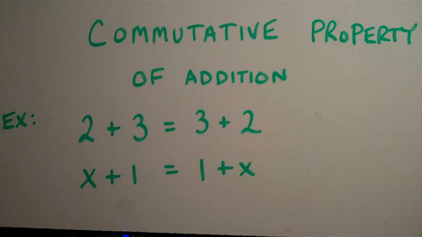The first property that we will discuss today is the commutative property of addition. The commutative property of addition allows us to switch the order of two terms when they are separated by addition. In the two examples that we have given to you, 2 plus 3 is the same thing as 3 plus 2, just as x plus 1 is the same as 1 plus x. The commutative property of addition allows us to switch the order when we have two terms, and it does not change the value on either side of the equal sign.